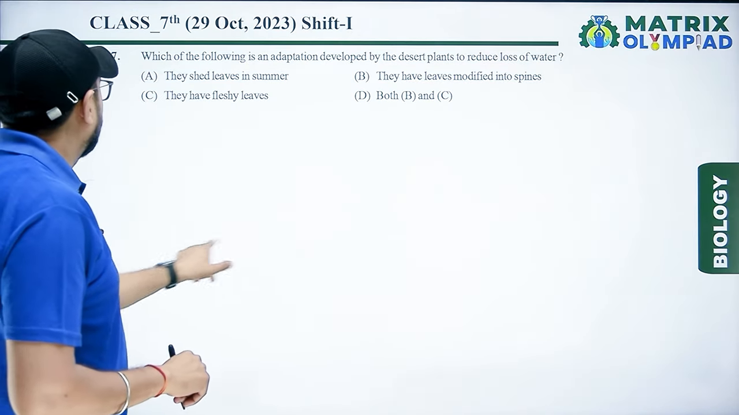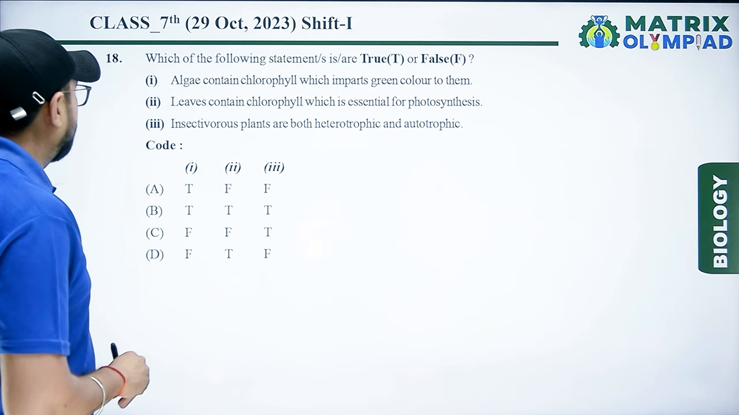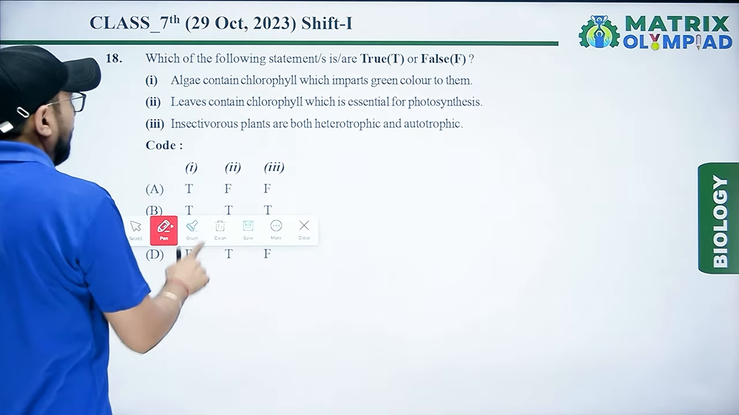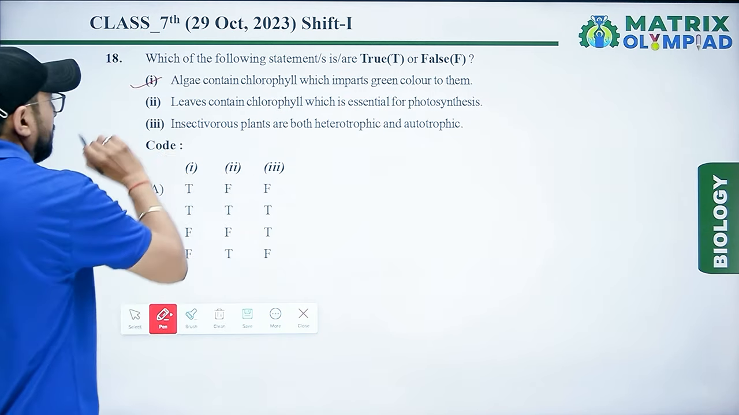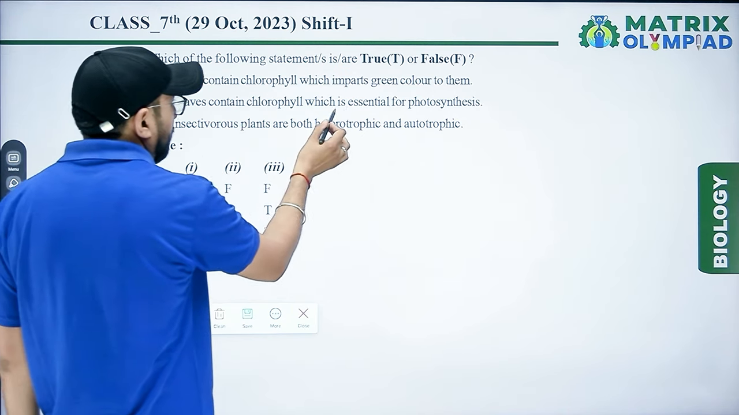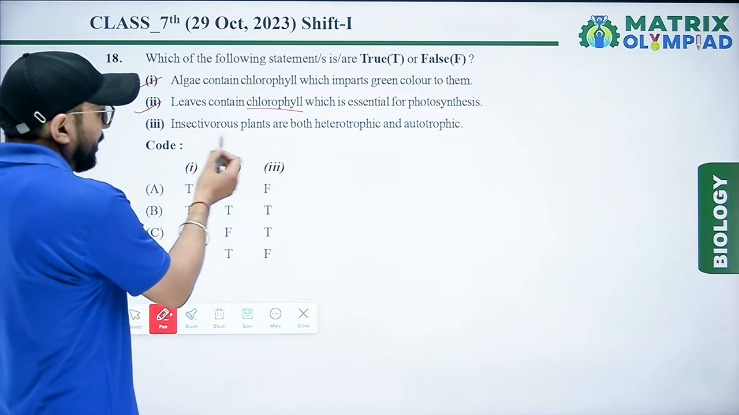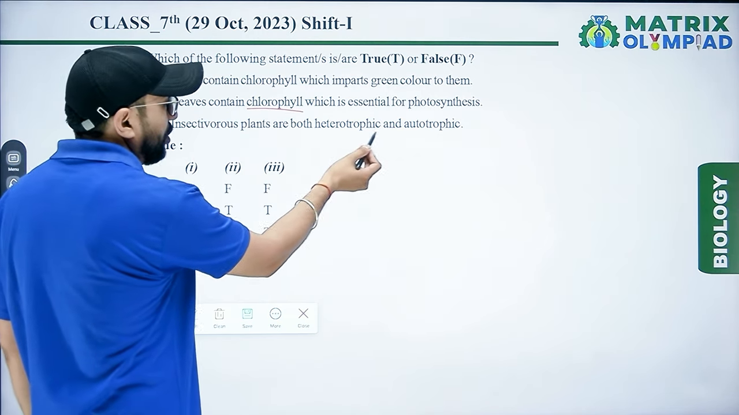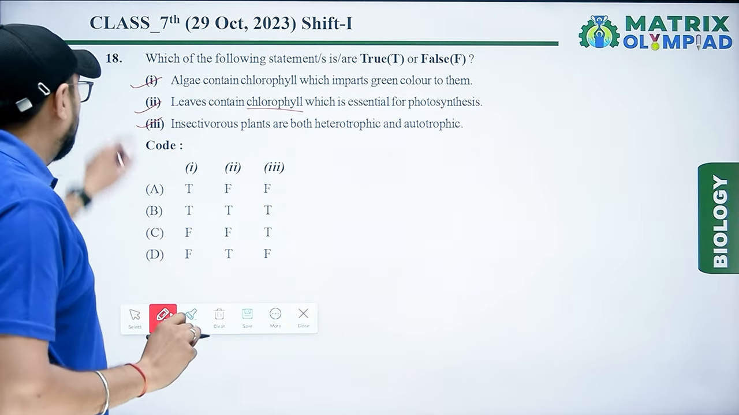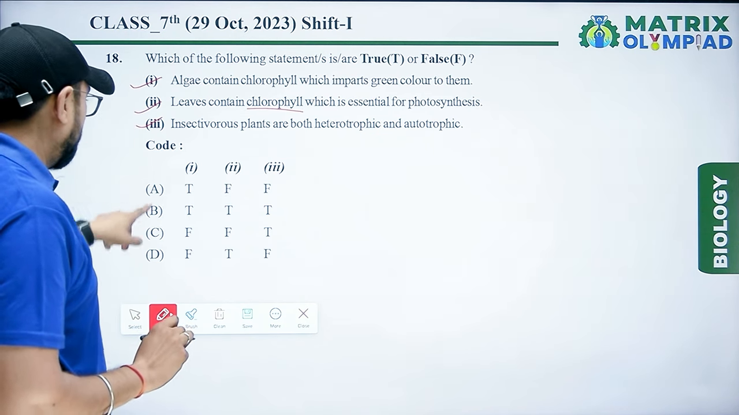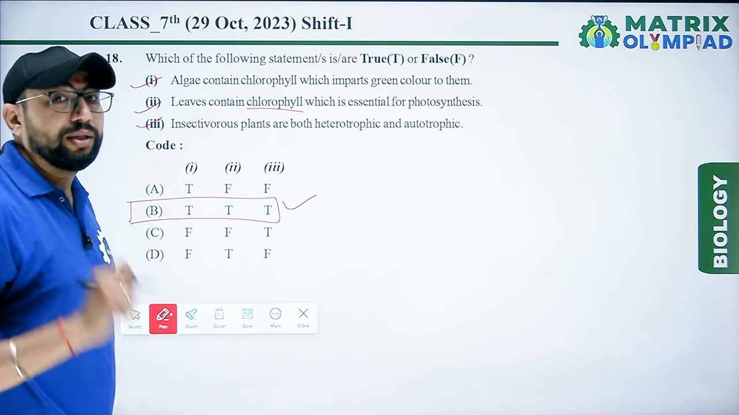Next one is, which of the following statements are true and false? First statement, algae contain chlorophyll which imparts green color to them, right? Leaves contain chlorophyll which is essential for photosynthesis, that is right. Insectivorous plants are both heterotrophic and autotrophic, that is right. So the true statements are option B, the right answer for this question.